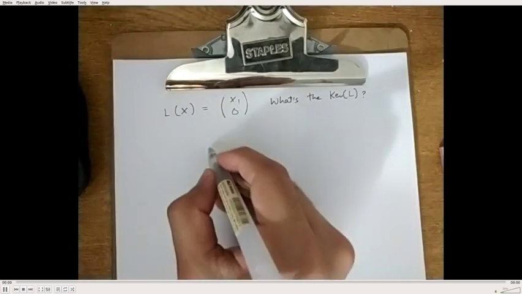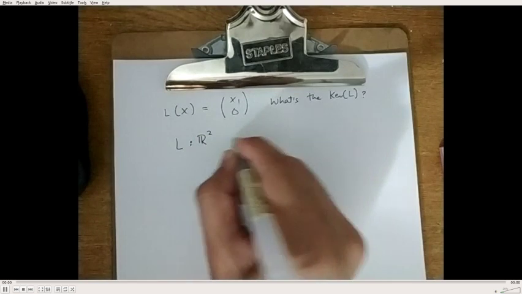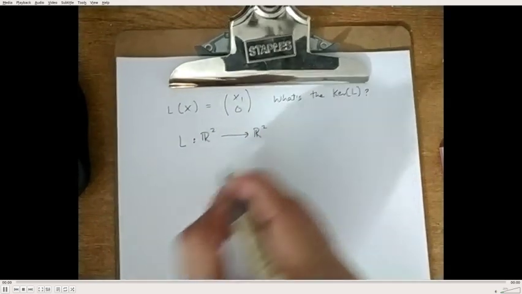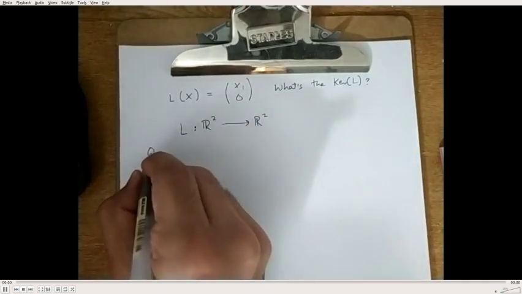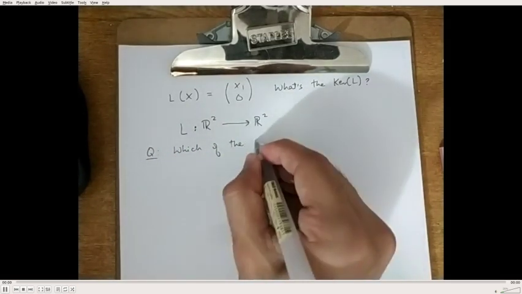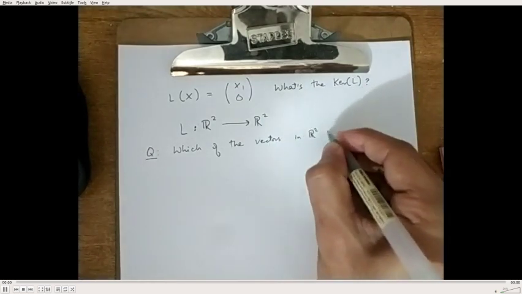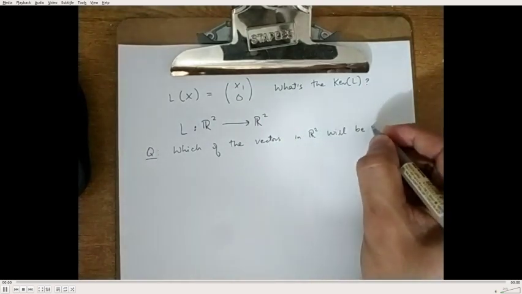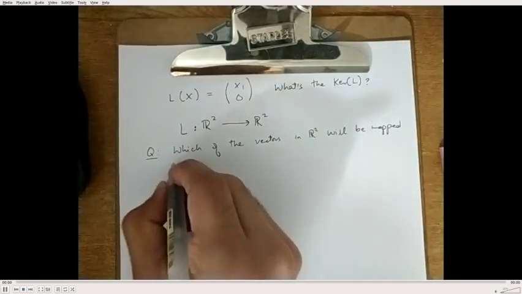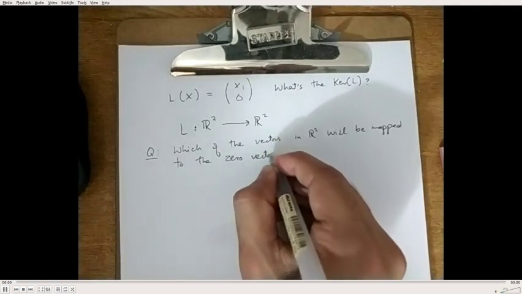And of course, this is a linear operator from R2 to R2, and the question that we're really asking is the following: which of the vectors in R2 will be mapped to the zero vector in R2?